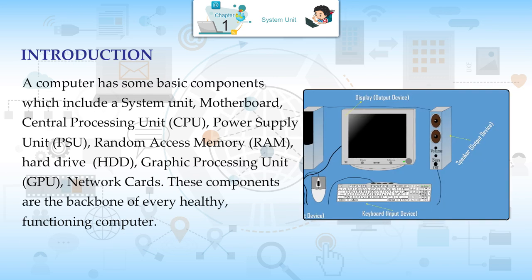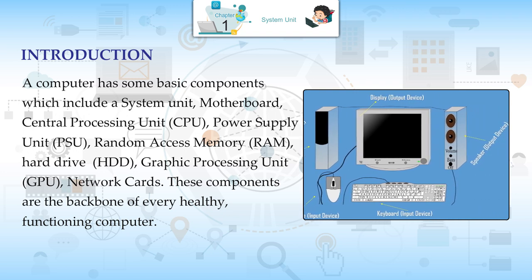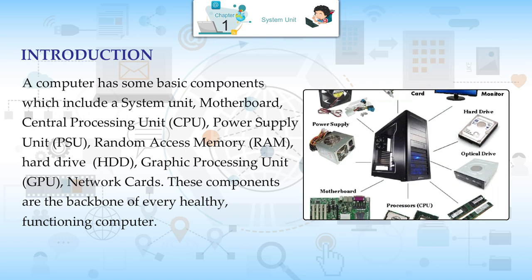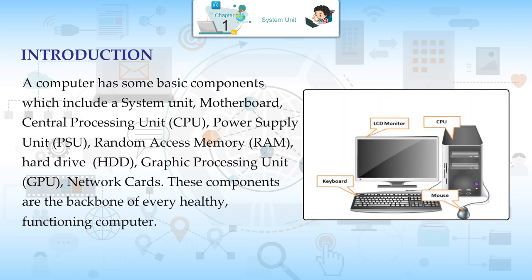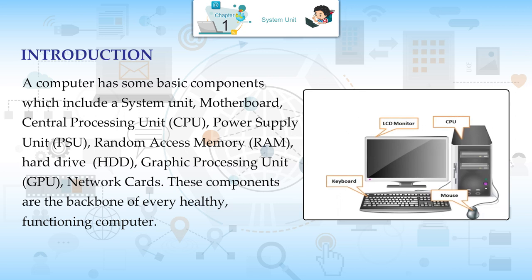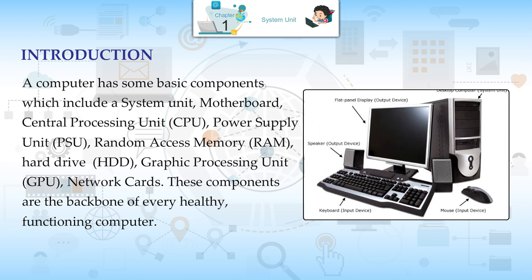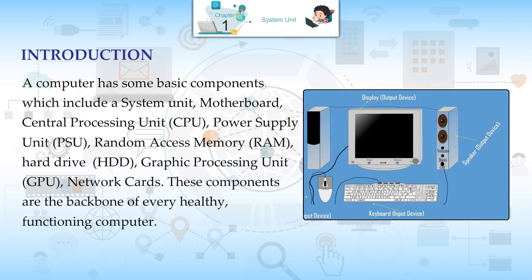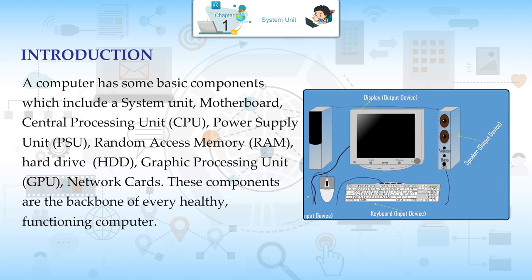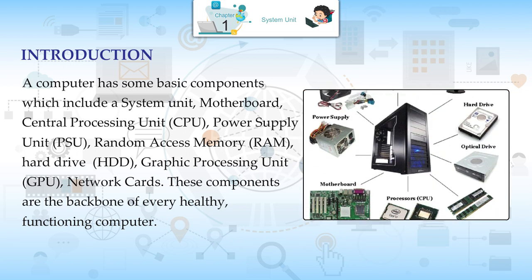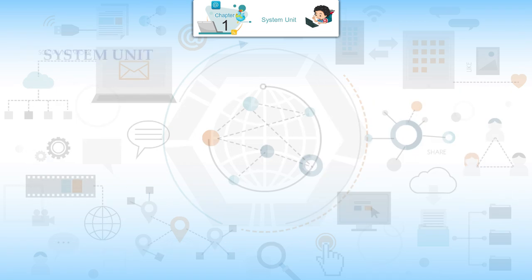A computer has some basic components which include a system unit, motherboard, central processing unit, CPU, power supply unit, PSU, random access memory, RAM, hard drive, HDD, graphic processing unit, GPU, network cards. These components are the backbone of every healthy functioning computer. Let's explore all the basic components in detail.